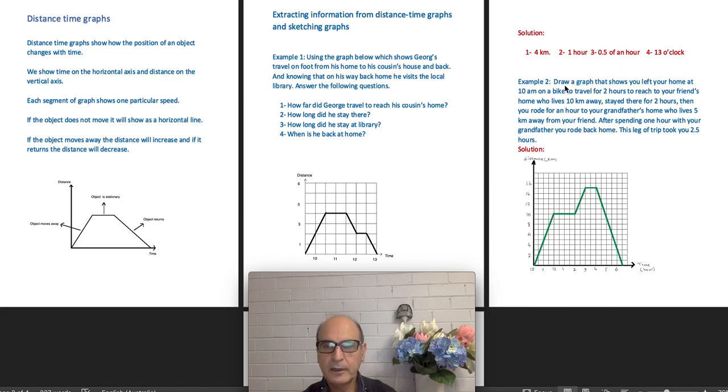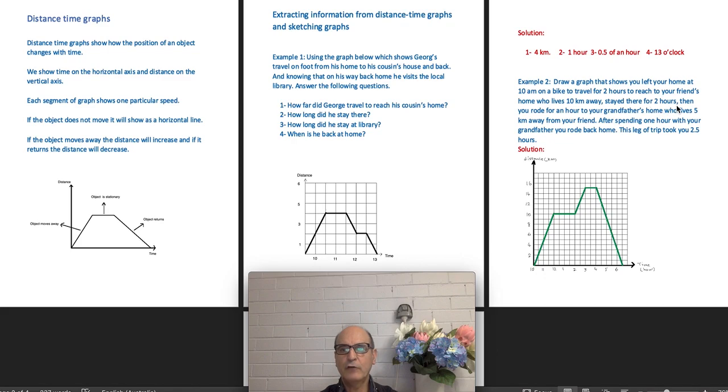Another example, this time they are asking us to draw a graph. Draw a graph that shows you left your home at 10 a.m. on a bike to travel for 2 hours to reach your friend's home who lives 10 kilometers away.